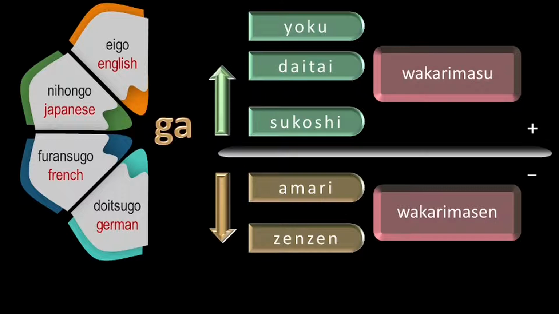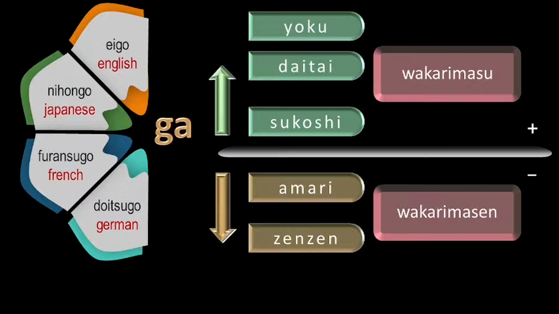Amari means not so much, and it is used in a negative sentence with a verb or an adjective that functions as a predicate. The last one is zenzen, which means not at all. This is also used in a negative sentence to deny totally what is described by the adjective or the verb. Let me give you some examples.